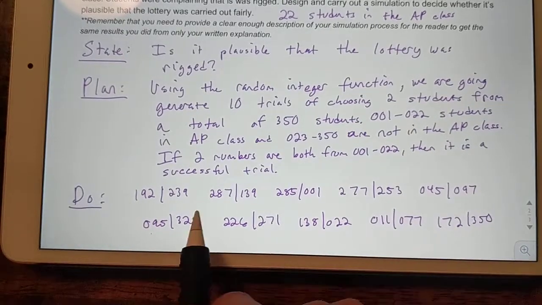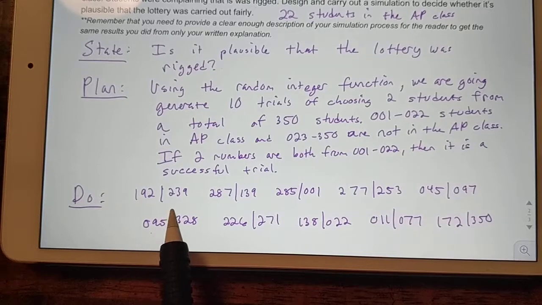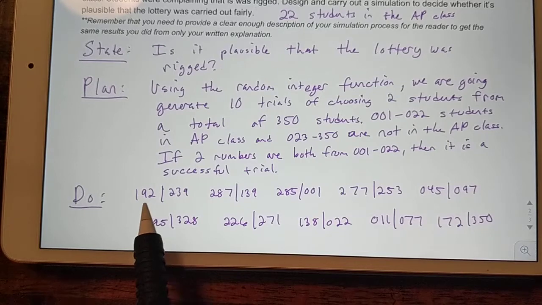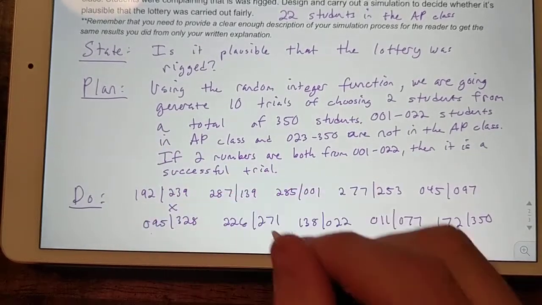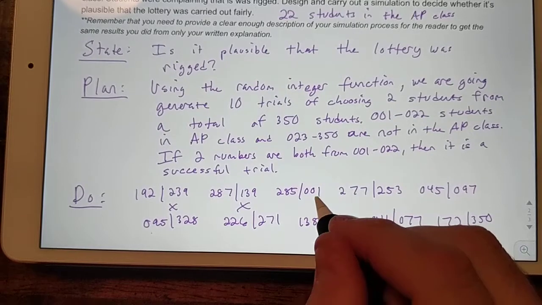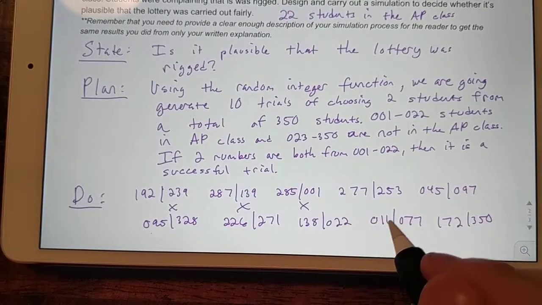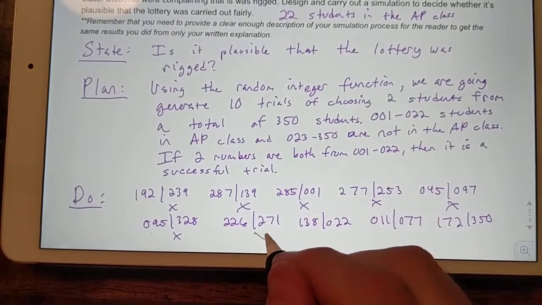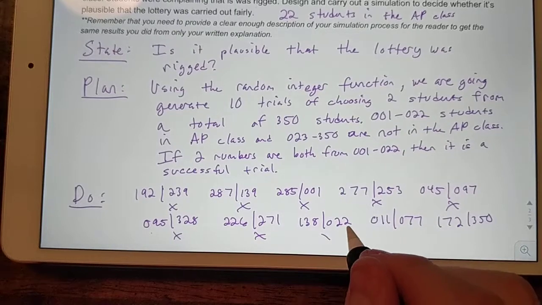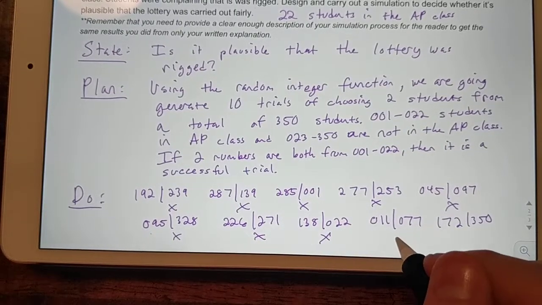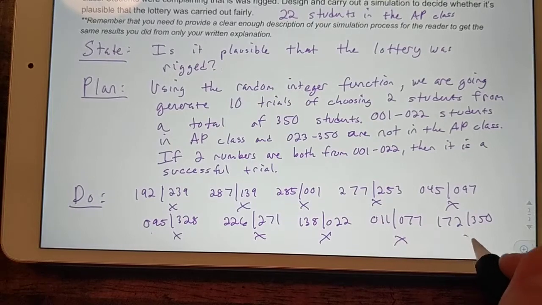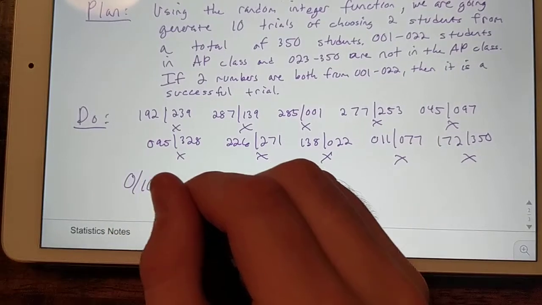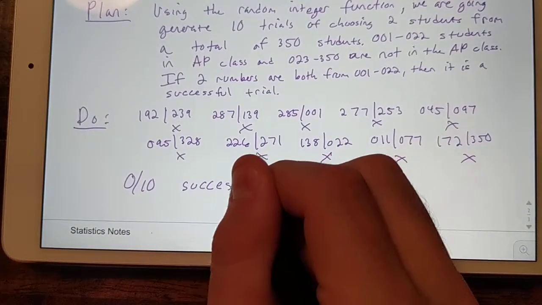So if you look through all these trials, double check to make sure that you have any that have 2 numbers between 001 and 022. So this is going to be a no, an unsuccessful, unsuccessful, one of them successful but not the other one, so this is all together not successful, not successful, not successful, not successful. One is chosen but the other one is not successful. One's not successful, not successful. So we have 0 out of 10 successful trials.